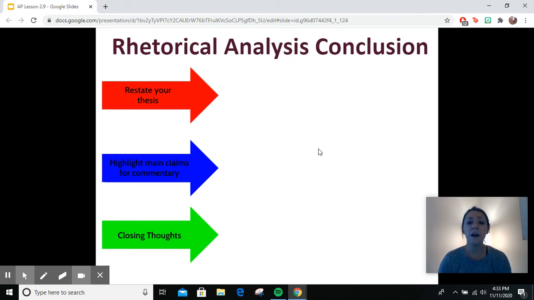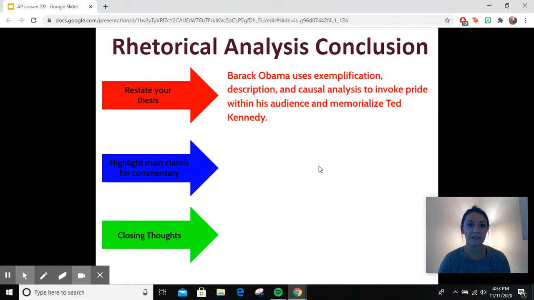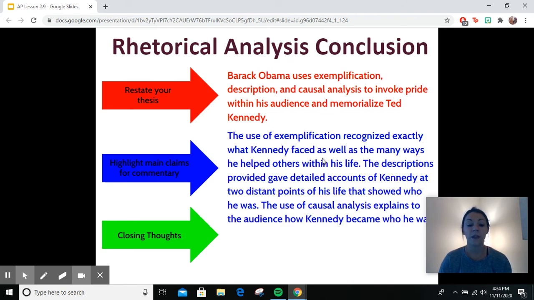Here's an example from that eulogy speech that we looked at from Obama. This is a student example that earned a good score on their test. So again, restate your thesis. "Barack Obama uses exemplification, description, and causal analysis to invoke pride within his audience and memorialize Ted Kennedy." Notice they didn't start with "in conclusion." You can just restate what you said in your own thesis.